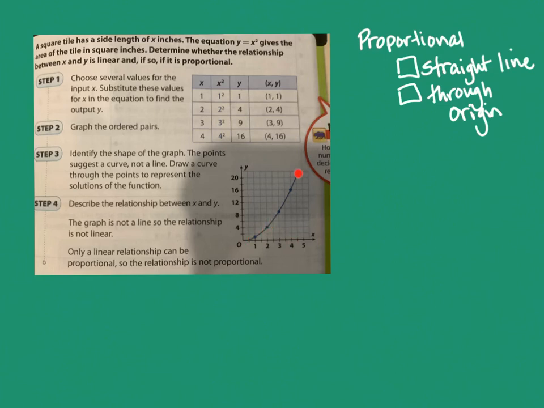Connect the dots. That is not a straight line, so I don't meet that criteria. It looks like it would go through the origin, because if x was 0, 0 to the second power is 0 still. 0 times 0 is still 0. So yes, it goes through the origin, but it is not a straight line. So my answer is non-proportional, because it is not a straight line. It doesn't have the same rate of change.